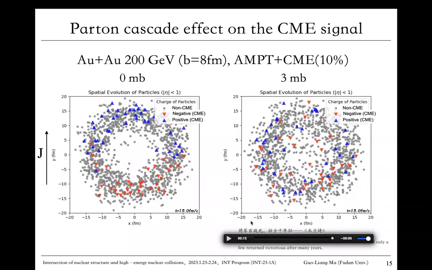I think there is a very good Chinese poem to describe the fate of the CME particles. I share this with you. I will not read this.